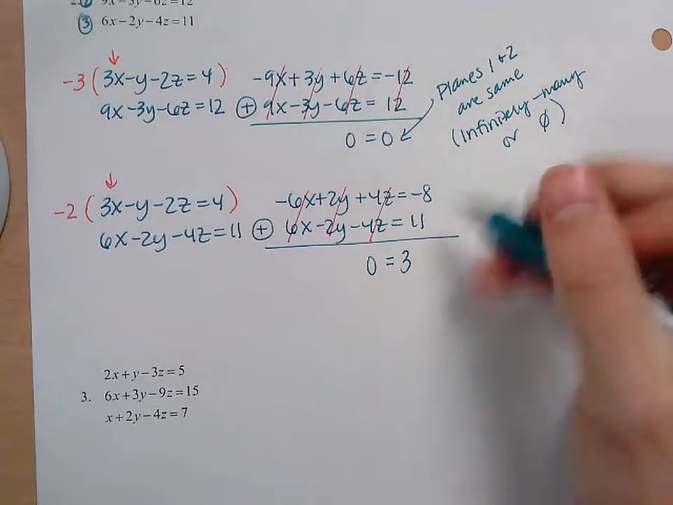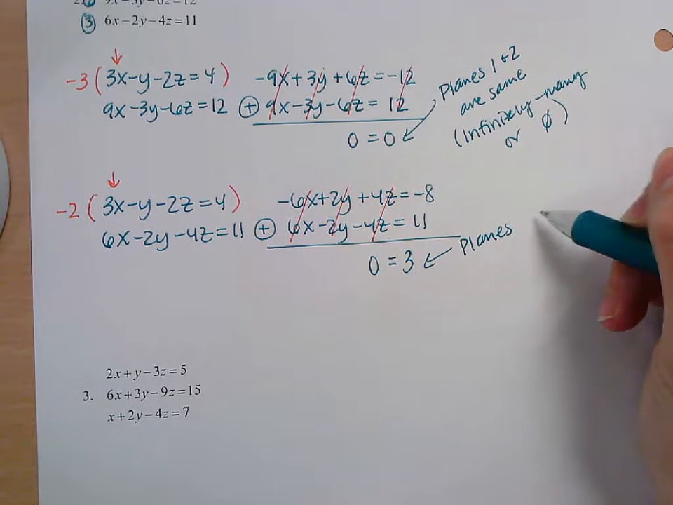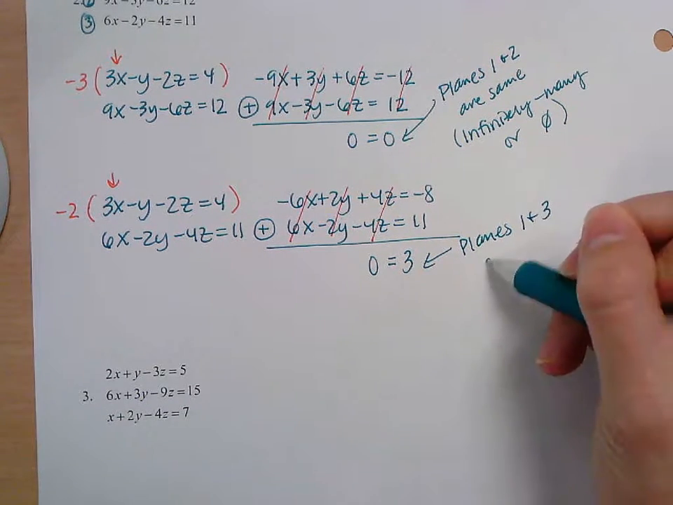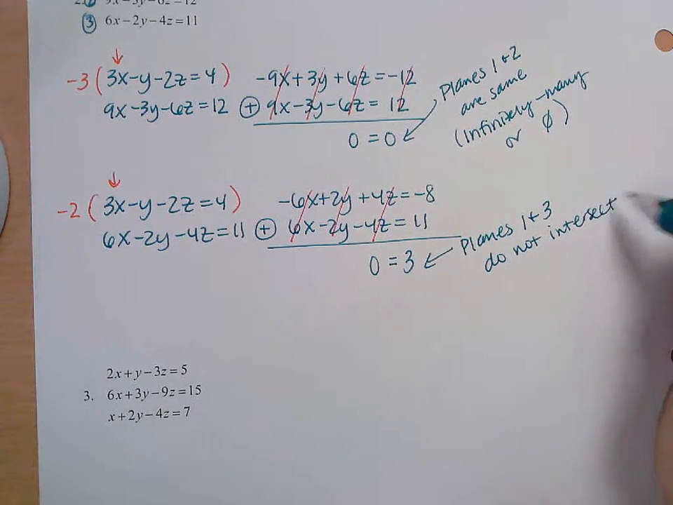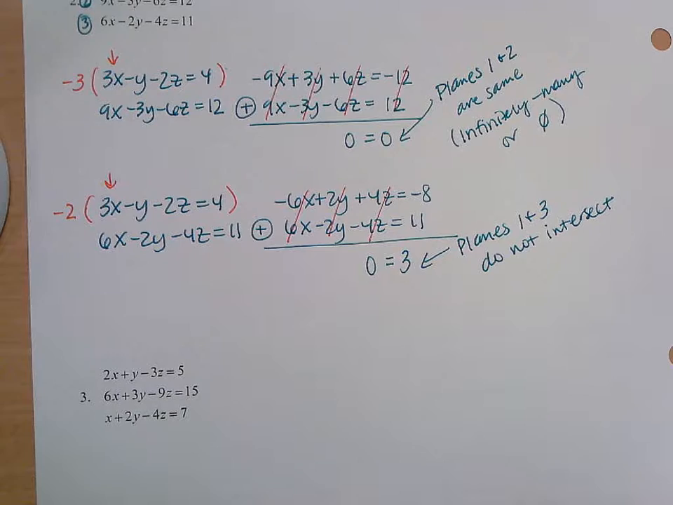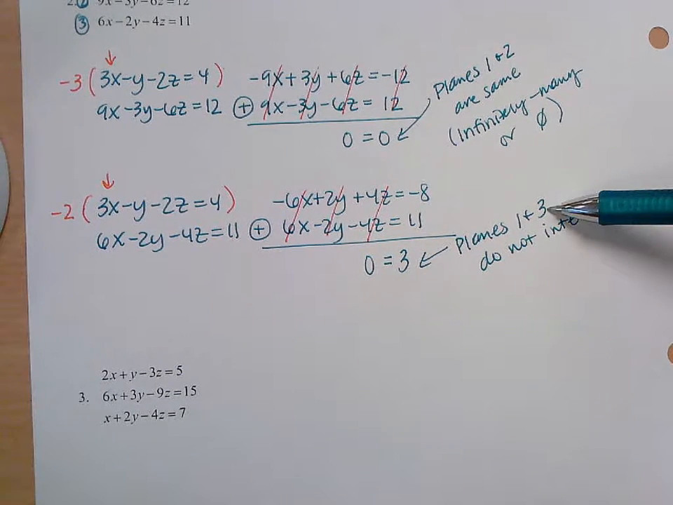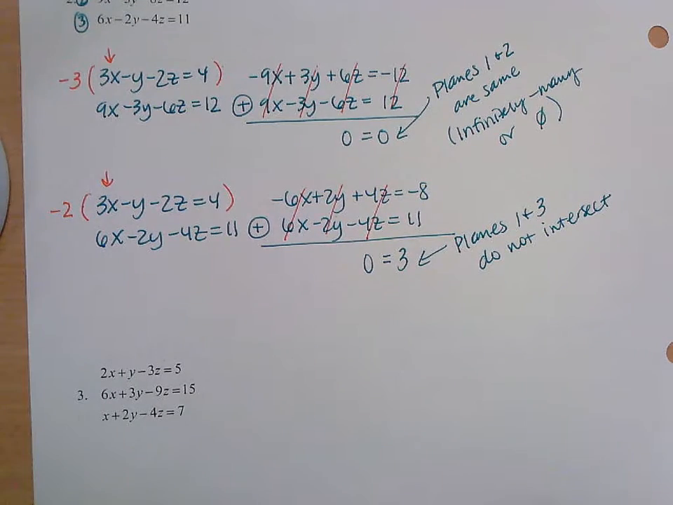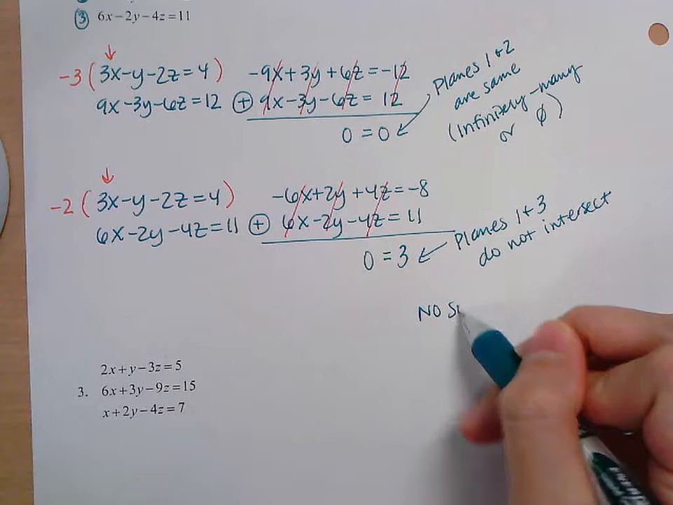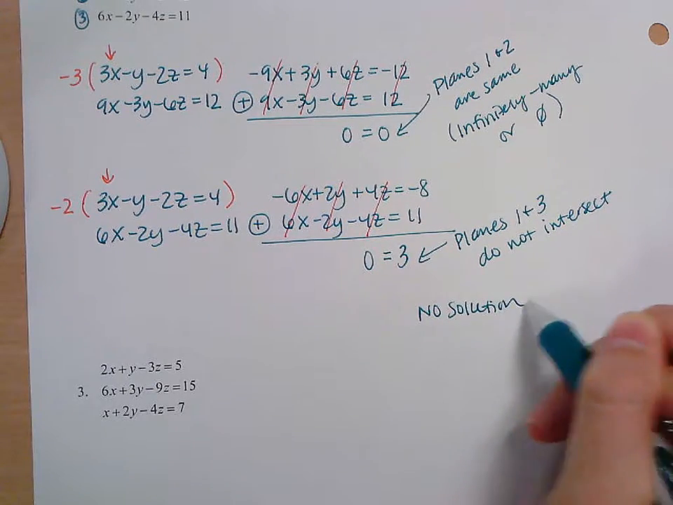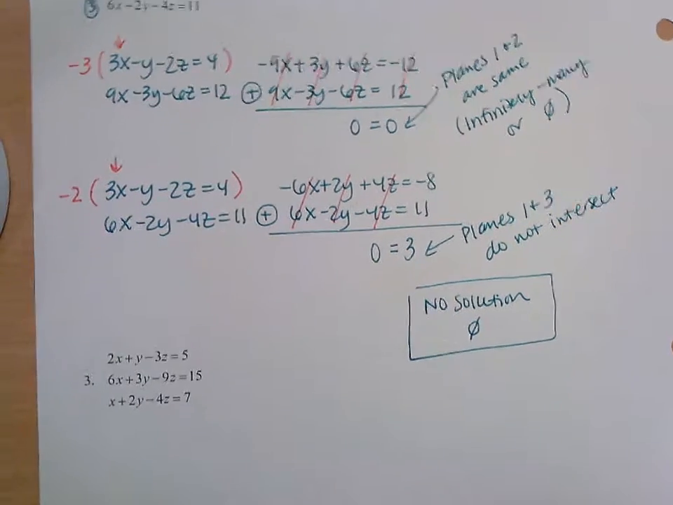This means planes 1 and 3 do not intersect. They are parallel planes. So if planes 1 and 2 are the same and then plane 3 does not intersect them, all 3 planes do not intersect. So this is no solution. Either writing no solution or the empty set symbol, either one's fine.